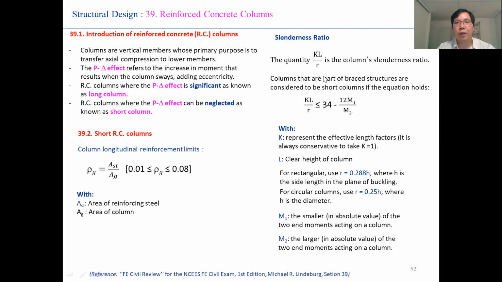slenderness ratio, the quantity KL per r is the column slenderness ratio. So the columns that are part of a braced structure are considered to be short columns if the equation holds, given by this equation: KL per r is inferior to 34 minus 12 M1 per M2. And here I detail the significance of the different parameters in this equation.